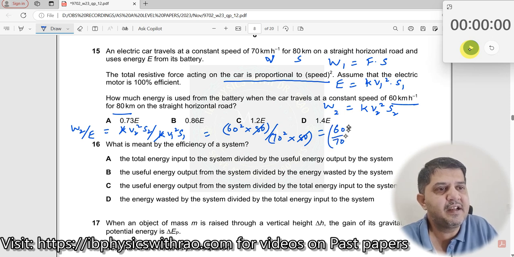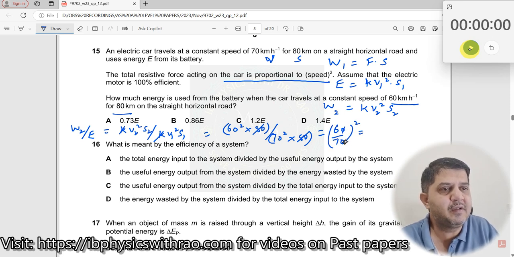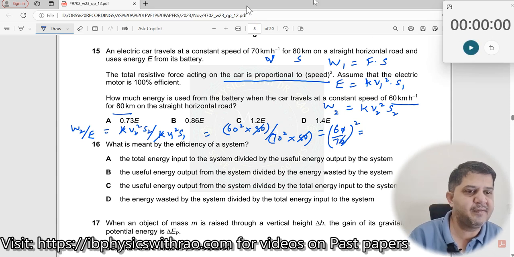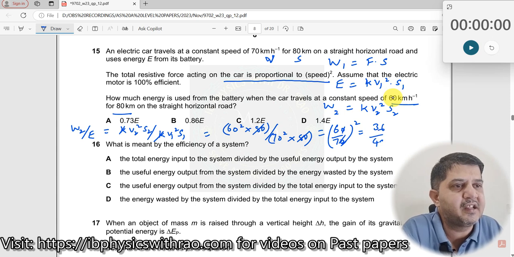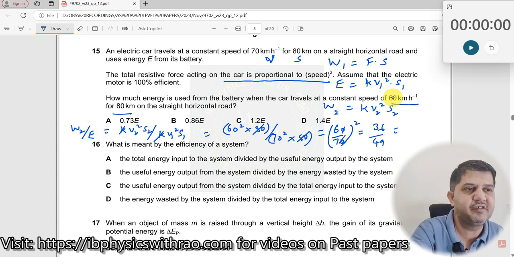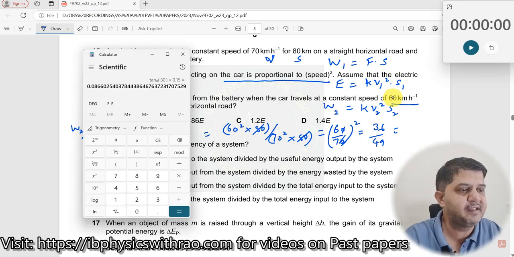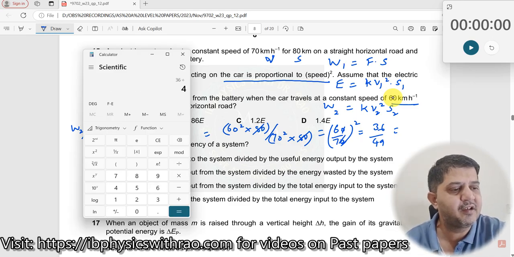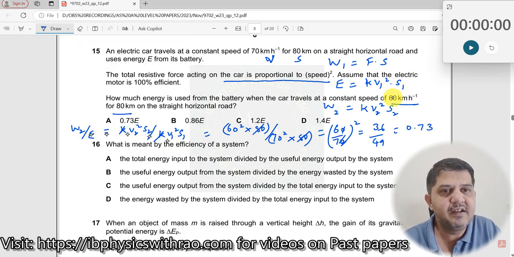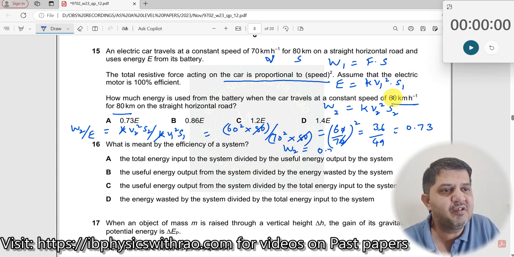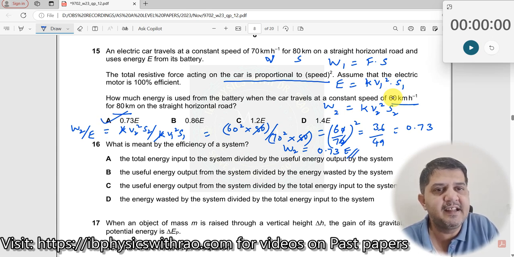60 by 70 the whole square will be equal to 6 by 7 the whole square. What's the value of 6 by 7 whole square? 6 square is 36, 7 square is 49. Let me find out this ratio. 36 divided by 49 gives me 0.73. What is this now? W2 by E is equal to 0.73. So, W2 is equal to 0.73 times E, answer A is the right answer.